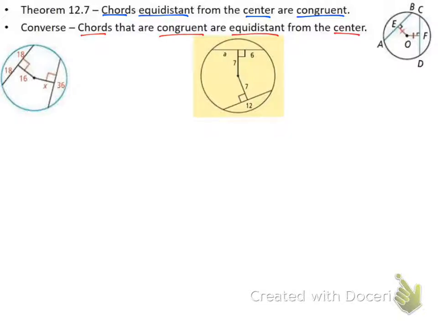With the first example that I have here, I've got congruent chords. So these chords are the same size, which means they have to be the same distance from the center, so that means that x has to be 16 as well. With the one over on the right-hand side, I'm given that they are the same distance away from the center of the circle, which means that the chords have to be the same size, so they're both going to be 12, which means that A has to be 6, so that the chords are both the same size.